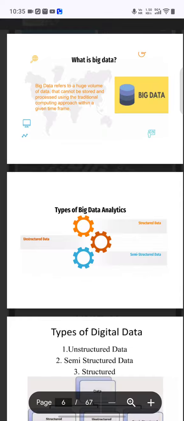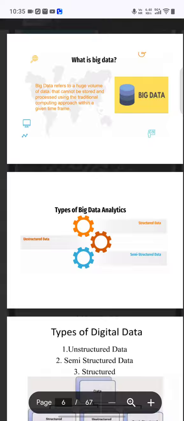Today, I am going to deal with my next topic, that is types of big data analytics. In my past video, I already discussed what is big data, the challenges we have with big data, and what are the places where we will use our big data. Today I'm going in depth about types of big data analytics.